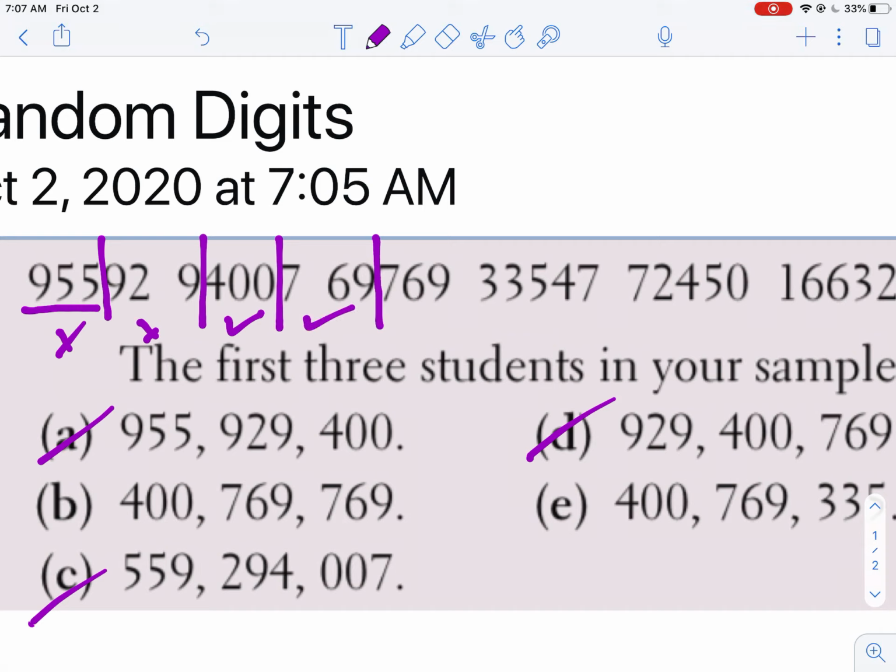All right, so then you get 769. We're going to use that. Up, 769 comes up again. Guess what? It's a repeating digit. We're not going to use that. However, we're going to go with the next 3, which would be 335. And keep going. 477. 245. And so on. 016. And this will help you find the corresponding people you'll be using.